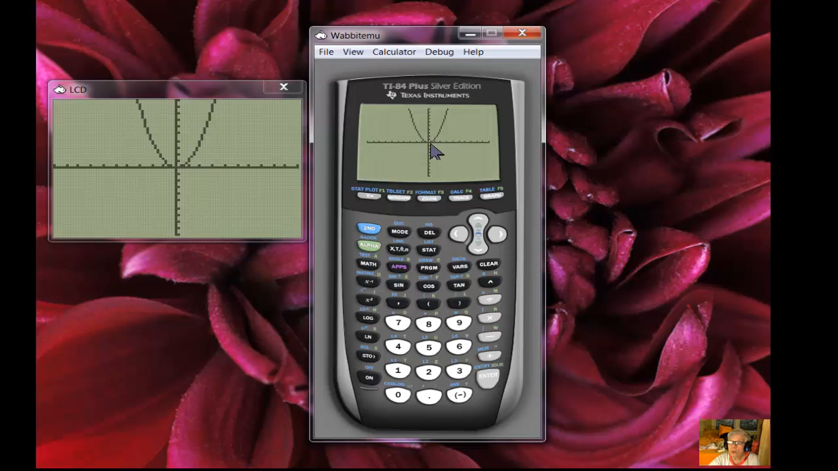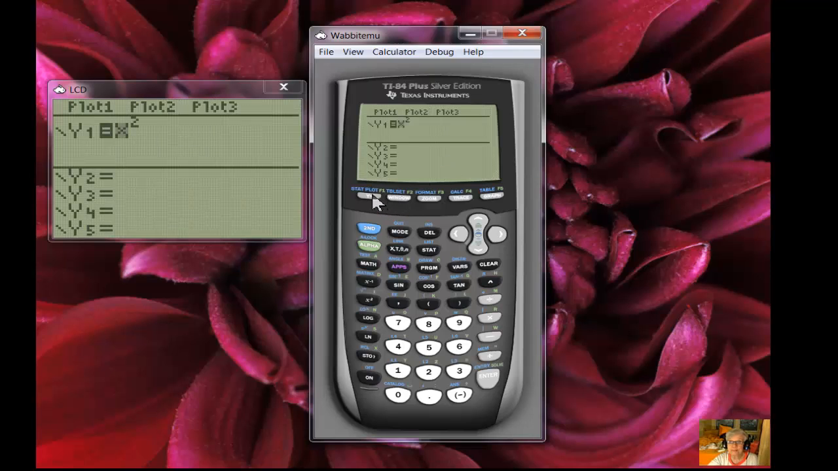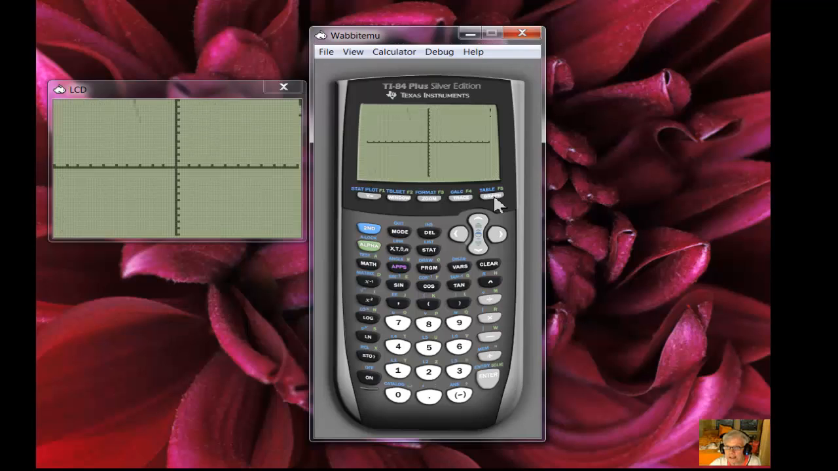Okay, we can move this parabola to the right 3 places and down 2 places. Let's do that. Okay, now this will move it down 2 places if I go minus 2 and graph.